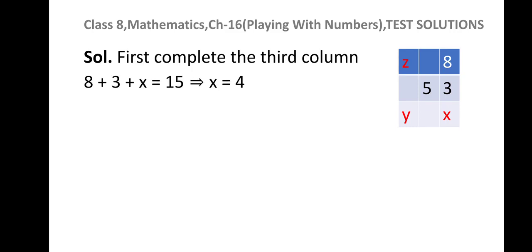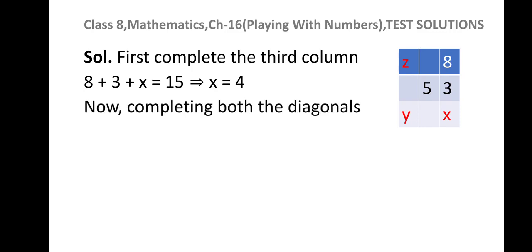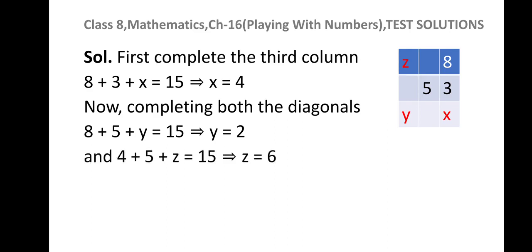So 8 plus 3 plus x is equal to 15. This is the condition given to us. So x will be 4. Now completing both the diagonals, 8 plus 5 plus y is equal to 15, that is y is equal to 2 now, and 4 plus 5 plus z is equal to 15, which implies z is equal to 6.